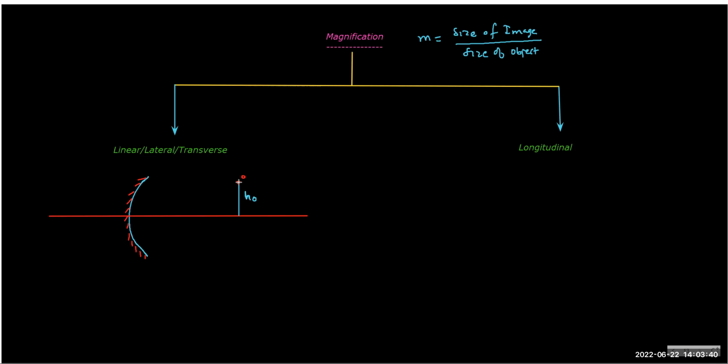Any light ray coming from the object hitting the pole becomes the angle of incidence. And because the pole itself will act as the principal axis, as a normal, the light ray will go at the same angle.